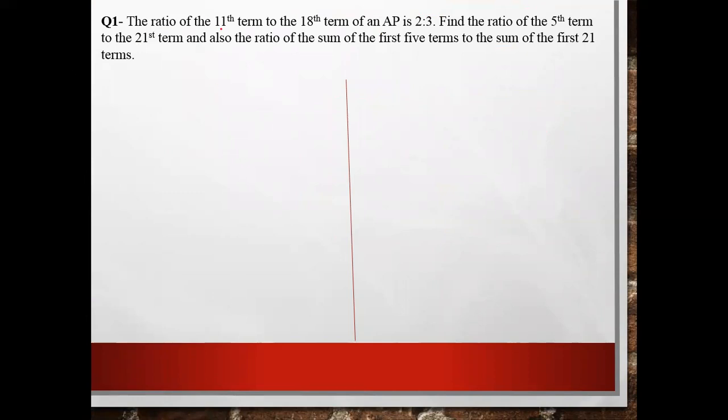It is given that the ratio of 11th term to the 18th term of an AP is 2:3. That means it is given that A11 upon A18 is 2/3. All right. And we have to find the ratio of the fifth term, that means A5 upon A21. Right. And we have to find the ratio of sum of first 5 terms to the sum of first 21 terms.